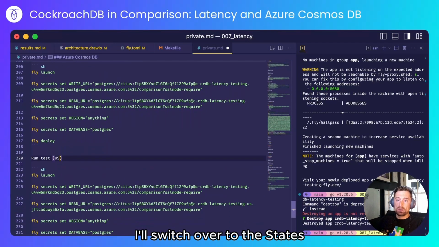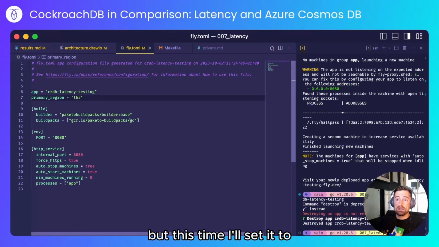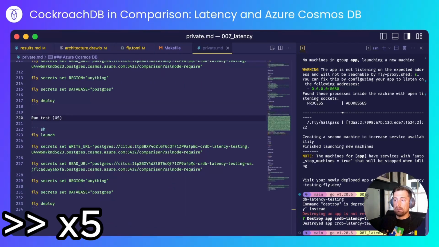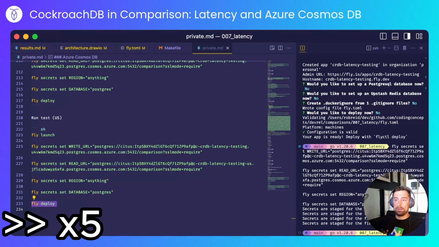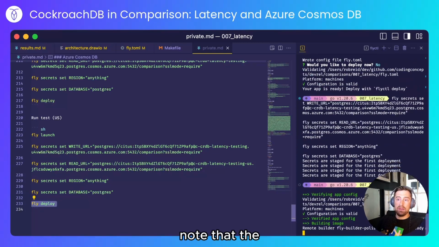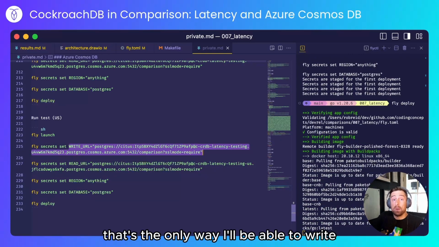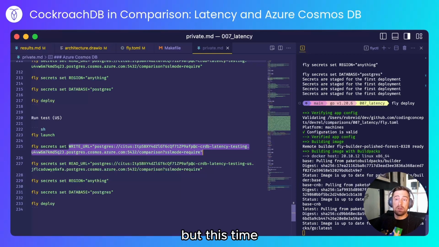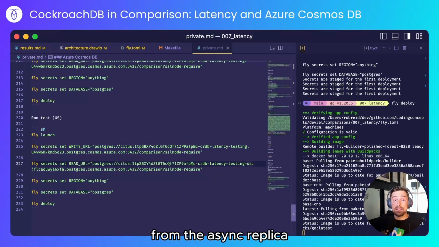And with that down, I'll switch over to the States. I'll launch my app again, but this time I'll set it to the States. I'll deploy my secrets and I'll deploy the app. Note that the write URL I'm using is the same one I was using before. That's the only way I'll be able to write to the database. But this time the read URL is reading from the States, from the async replica.